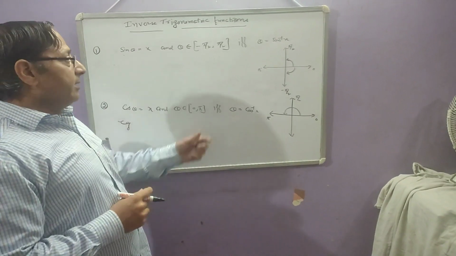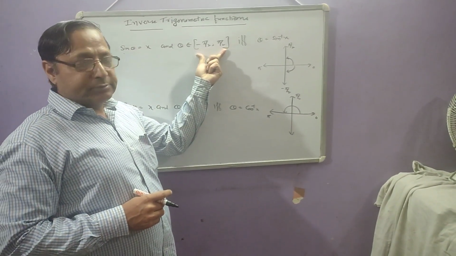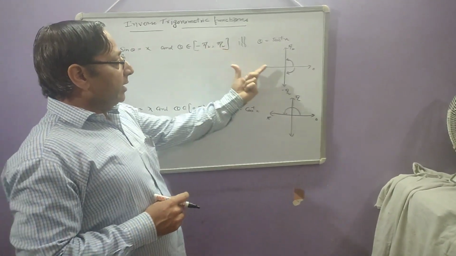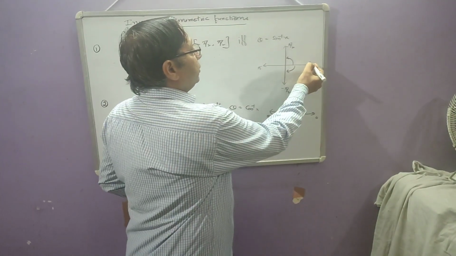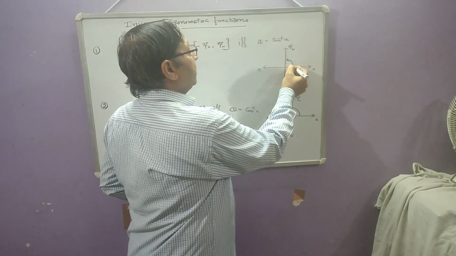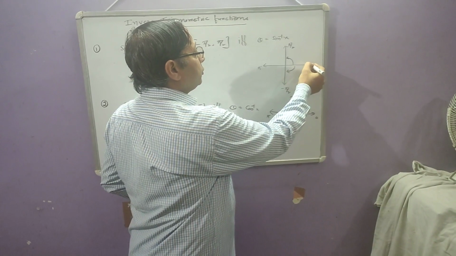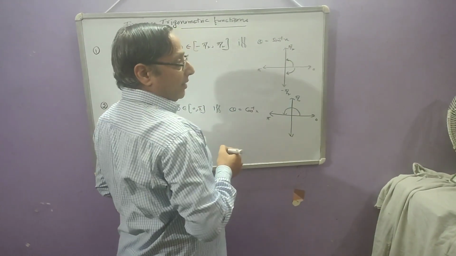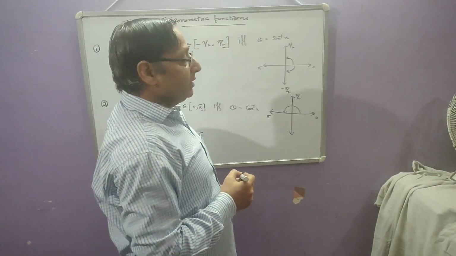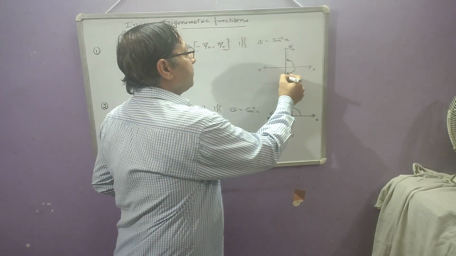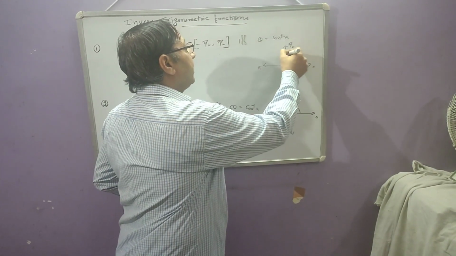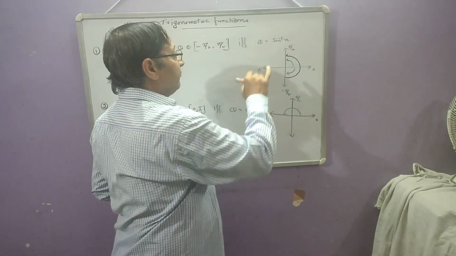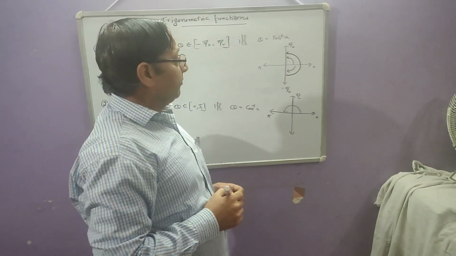Now look at the interval. It is a closed interval minus pi by 2 to pi by 2. Look at this diagram. From 0 to pi by 2 it is a positive angle. From 0 to minus pi by 2 it is a negative angle. So the interval is from minus pi by 2 to pi by 2. In this interval sine inverse is defined.